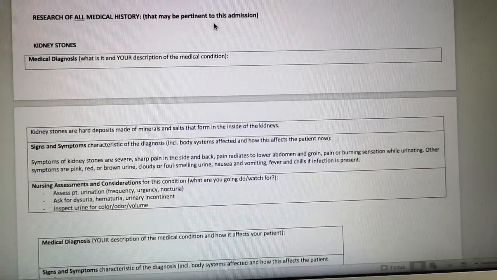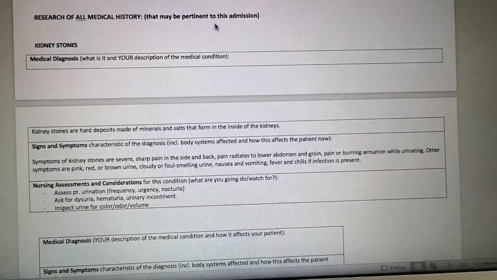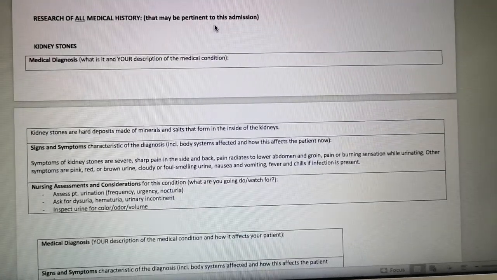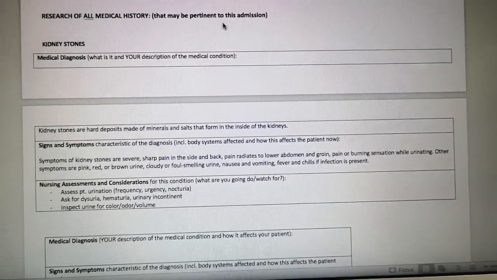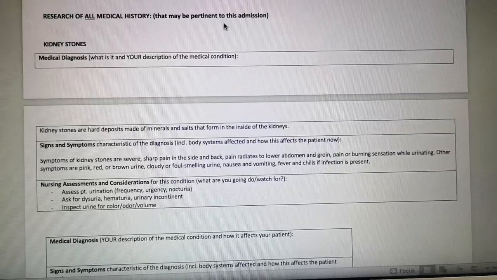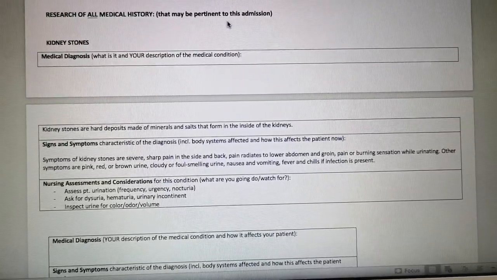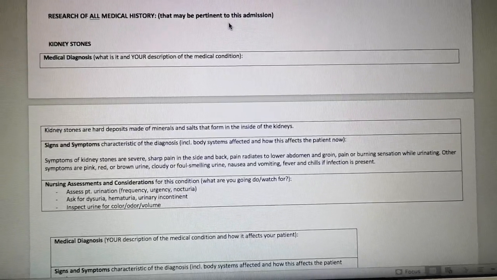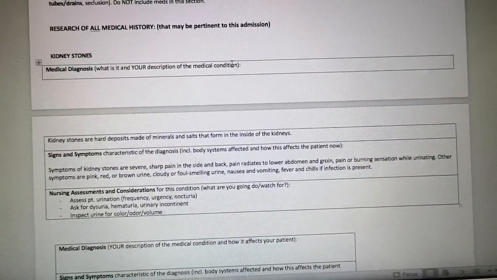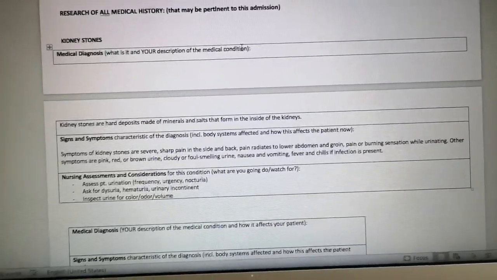Right now I'm trying to finish it, but I also wanted to show you what we do when we're doing patient research. So we have to research all medical histories of the patient that are pertinent to the admission. Say, for example, the patient had kidney stones. So what is it? Kidney stones are hard deposits made of minerals and salts that form inside the kidney. So what are the signs and symptoms of kidney stones?